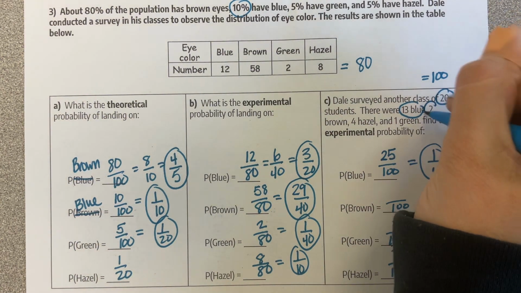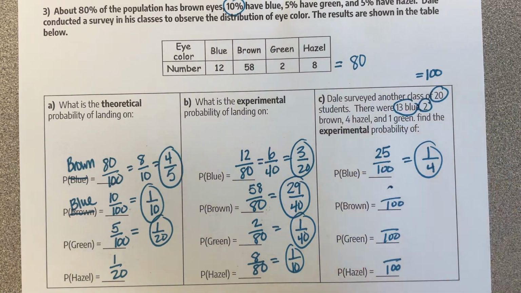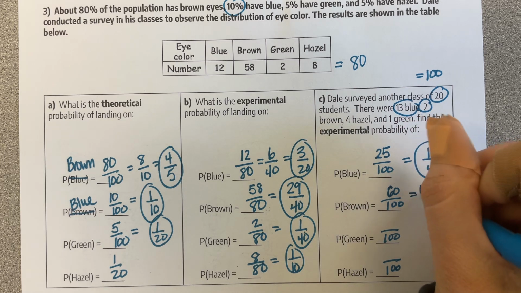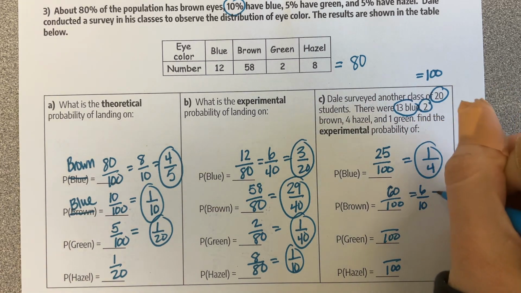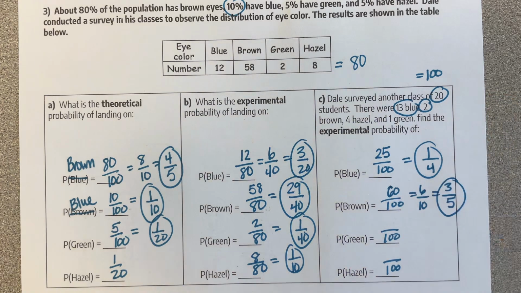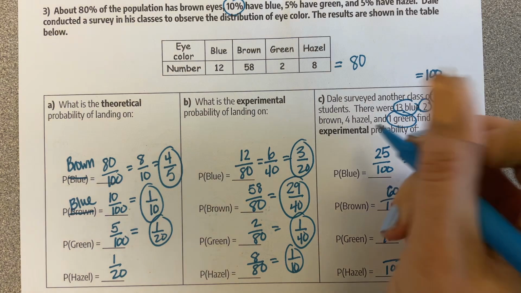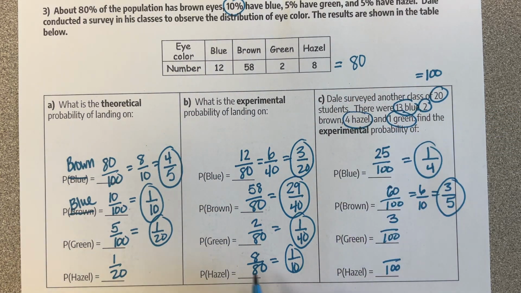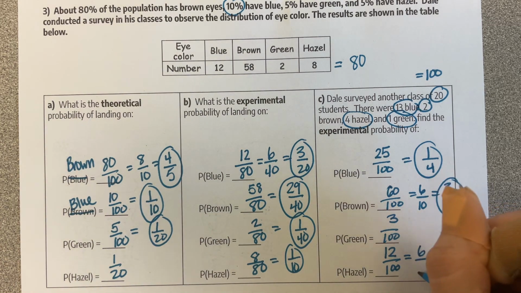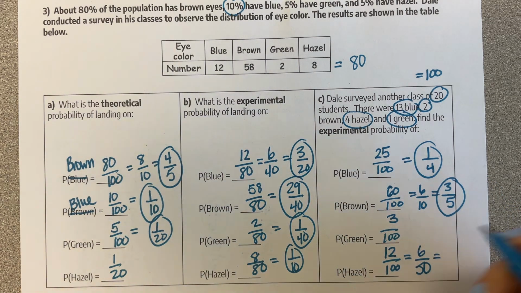For brown, we had 2 brown, which we originally had 58. We're adding 2 to that to get 60. That equals 6 over 10, which simplifies further to 3 over 5. For green, we added 1 green to the original 2, which gives us a total of 3. And for hazel, we added 4 hazel to the original 8, which is a total of 12. 12 and 100 divide by 2 to become 6 over 50. 6 over 50 divide by 2 to become 3 over 25.